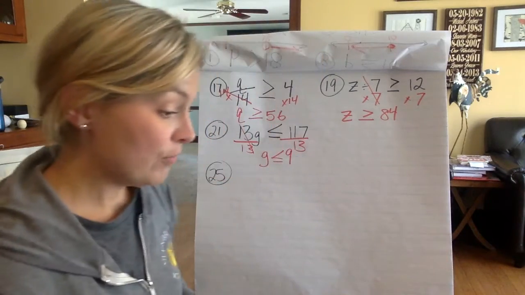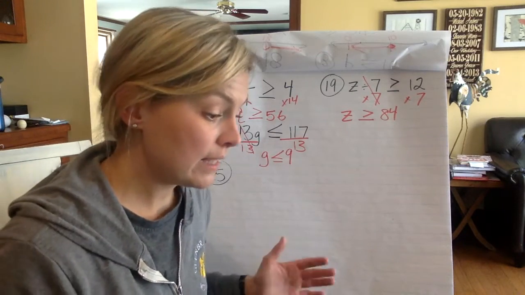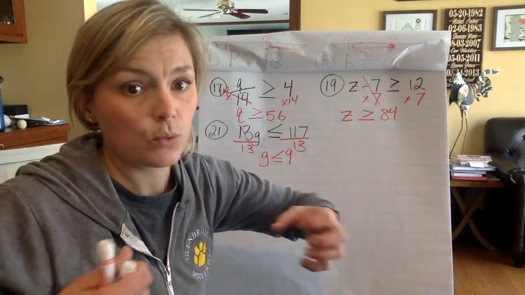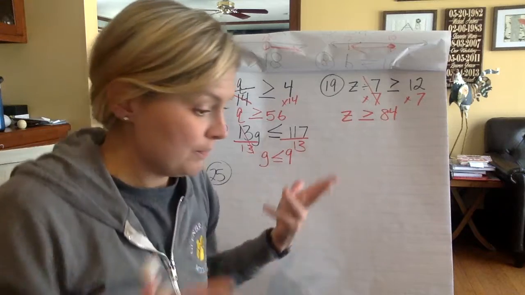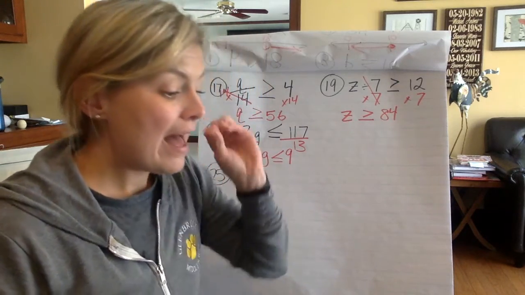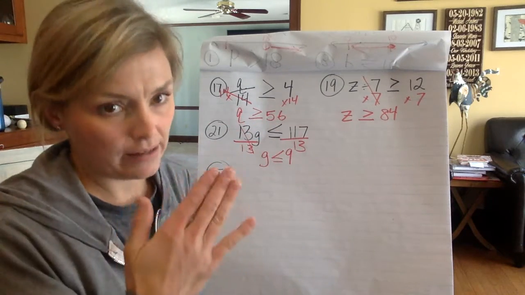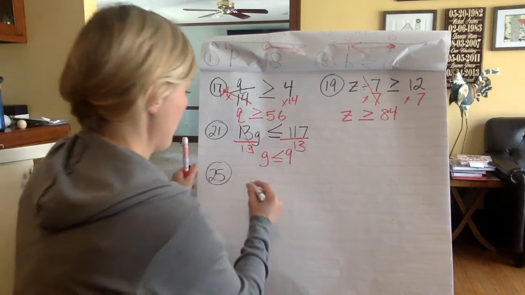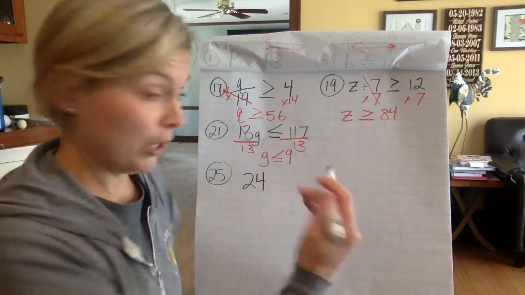In number 25, here's our word problem. It says that a table is 3 feet wide. The length of the table can be adjusted as needed, and maybe you have a dining room table like this where on the holidays you expand it and put in those leaves. We need to have at least 24 square feet. We can have more, we can't have less. 24 square feet is the smallest it could be. It could be bigger.